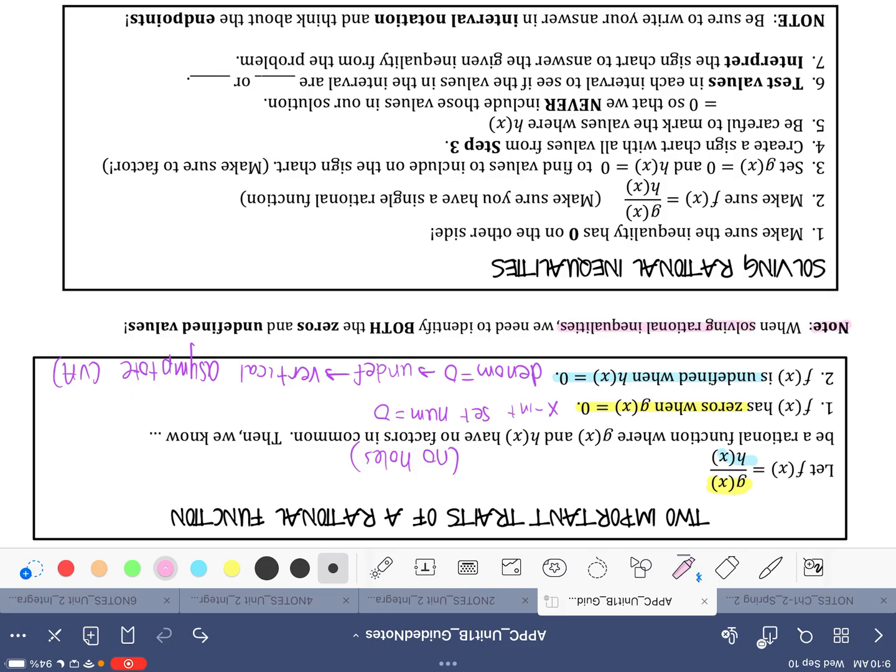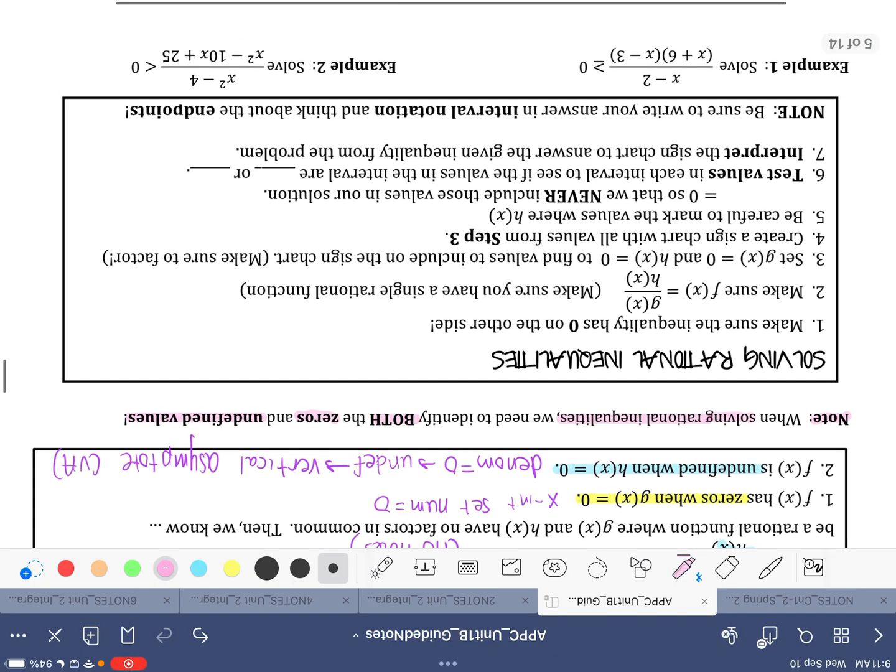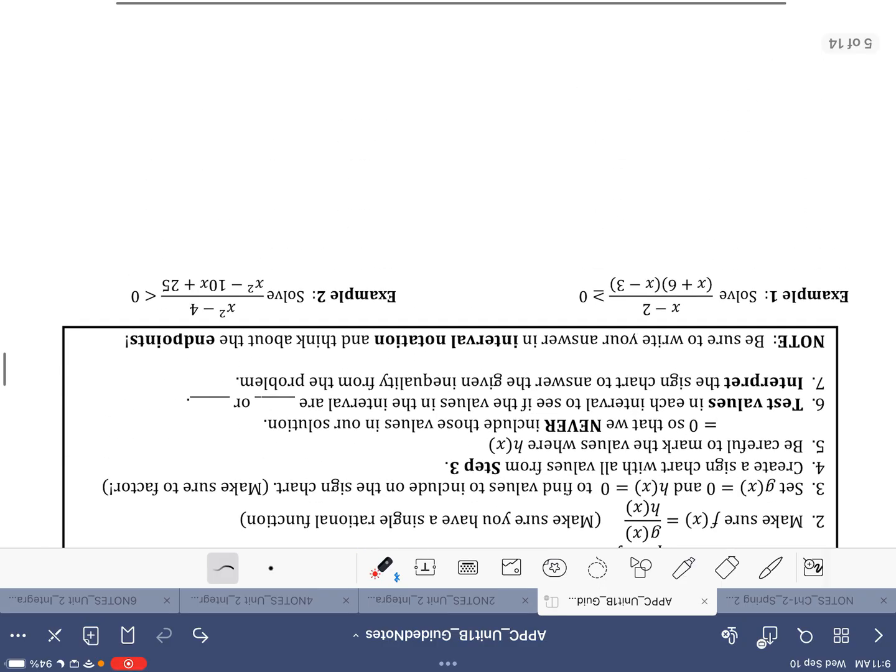So when we're solving rational inequalities, you need to identify both the zeros and the undefined values. So we're finding both the x-intercepts and the vertical asymptotes. Because if we're doing inequalities, we're saying this rational function, where is it positive or where is it negative or where does it equal 0? And the vertical asymptotes are kind of like, here, let's actually look at a graph.